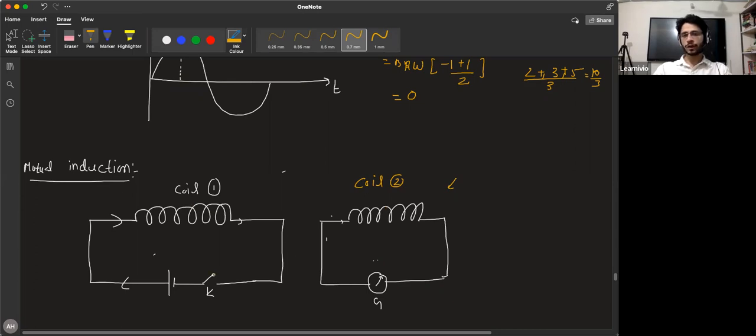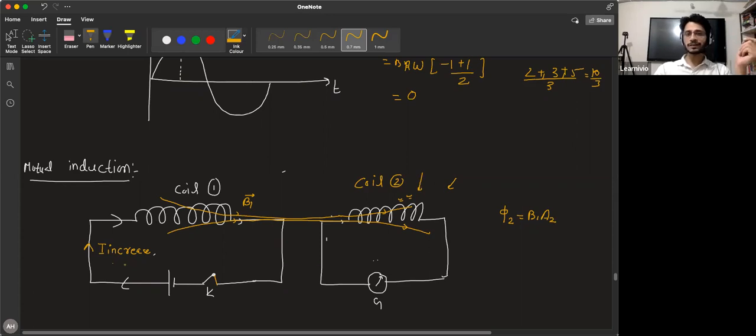So mutual induction says when you close this key, then current in coil 1 will increase. Coil 1 will generate its own magnetic field. The magnetic field generated by coil 1 is B1. That magnetic field is passing through coil 2, so there is some flux linked with coil 2. And what is that flux? That flux is the magnetic field of the first coil multiplied by the area of the second coil. So what is the cause of flux linked with the second coil? It is the magnetic field of the first coil.